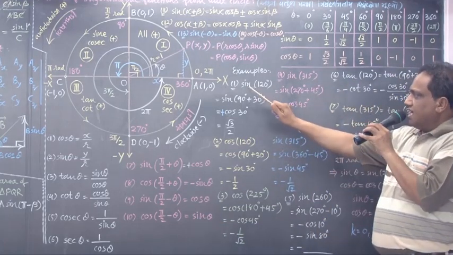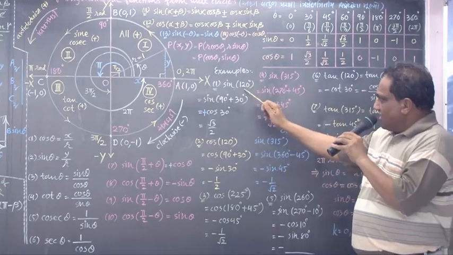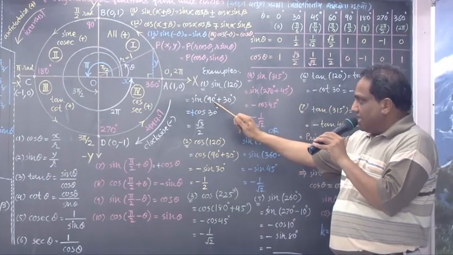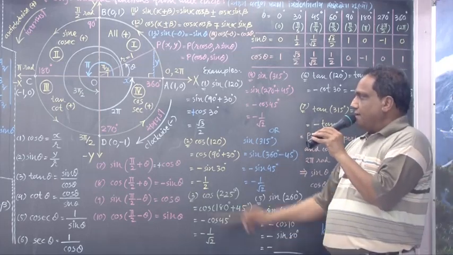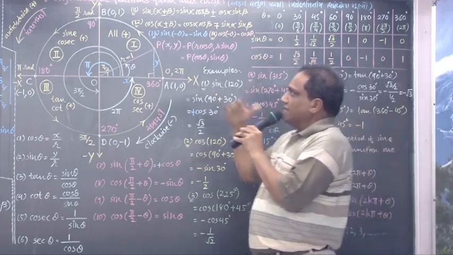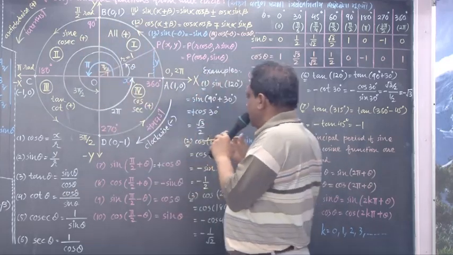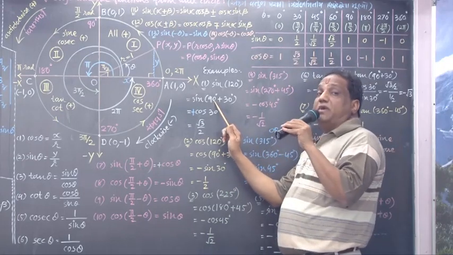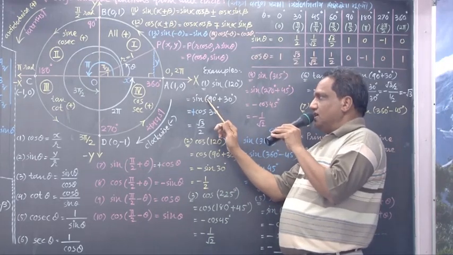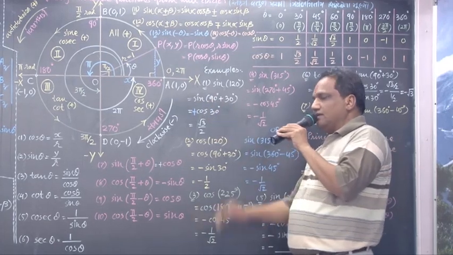Suppose I want sine of 120 degrees. Can you rewrite 120 as 90 plus 30? Yes. Now tell me, 90 plus, so second quadrant. The sine function is positive, so with a plus sign. Pi by 2 means 90, and the coefficient of 90 is right now 1. 1 means odd number, so sine should be converted to cos of 30 degrees.